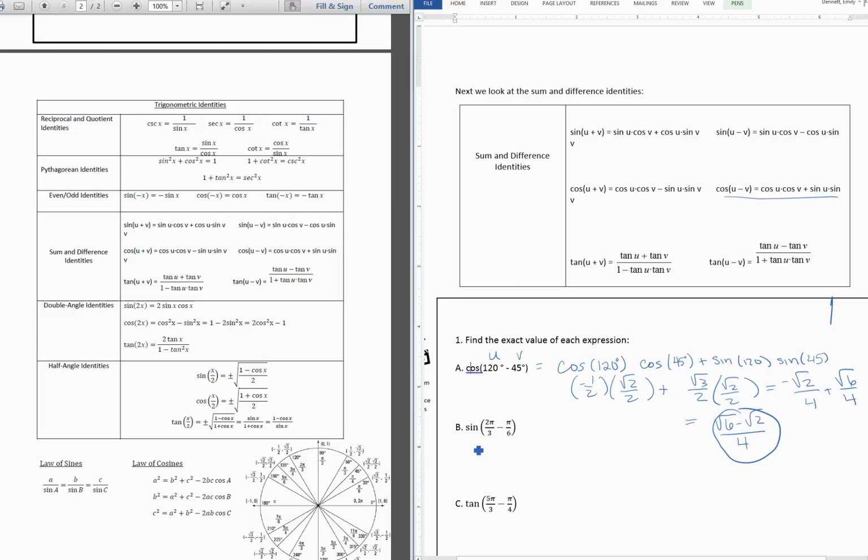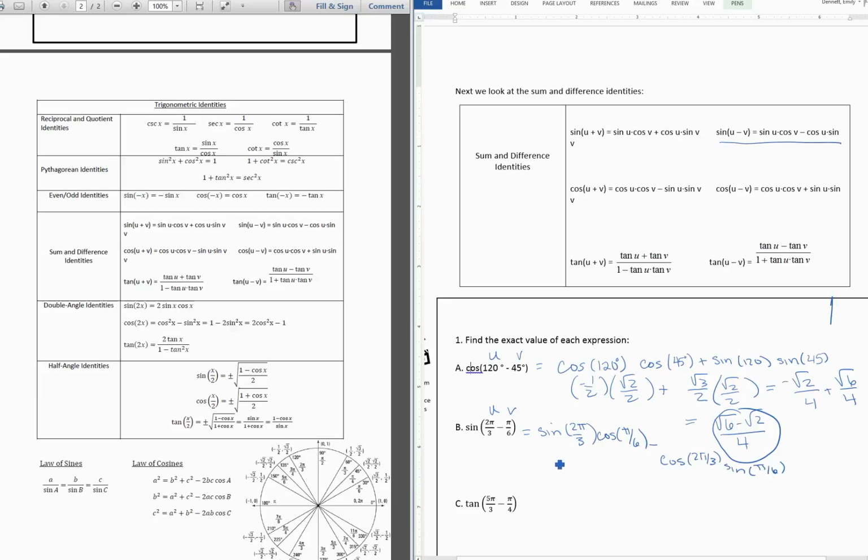Okay, now we want sine of 2 pi over 3 minus pi over 6. So this is like our U, this is our V, and we're now going to use this formula. So it'd be sine of 2 pi over 3 cosine of pi over 6 minus cosine of 2 pi over 3 sine of pi over 6.